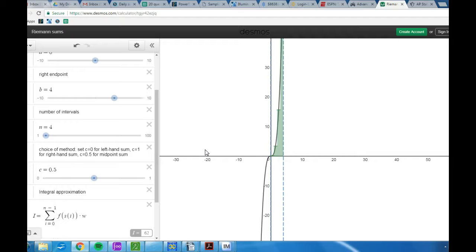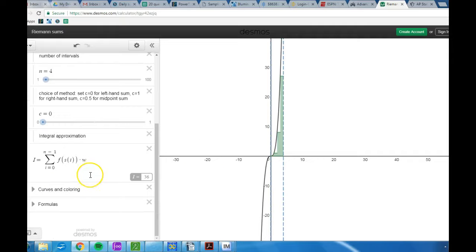This is the midpoint one. I can't show trap on this for whatever reason, but I'm just trying to help you get an idea what they look like, just to solve it. I'll solve for that. The left hand should be 36. The right hand should be 100. Trap would be the average of those, which is 68.